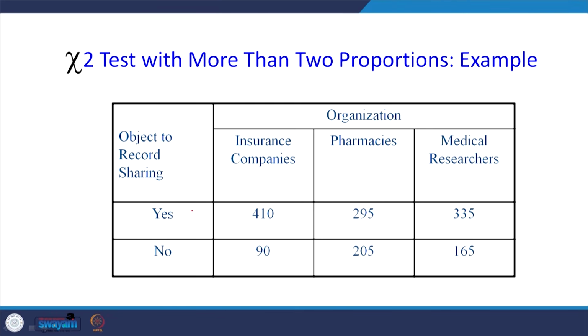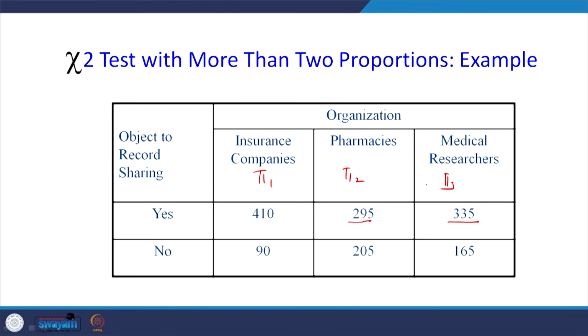So you see that 410 patients have objected to share their data with the insurance companies. 295 patients have objected to share their data with the pharmacies. 335 people have objected to share their data with the medical researchers. Now we have to find out whether the proportion of objection to sharing their data is the same across all these 3 categories. So we can say this is pi 1, this is pi 2, this is pi 3. So the null hypothesis will be pi 1 equal to pi 2 equal to pi 3.